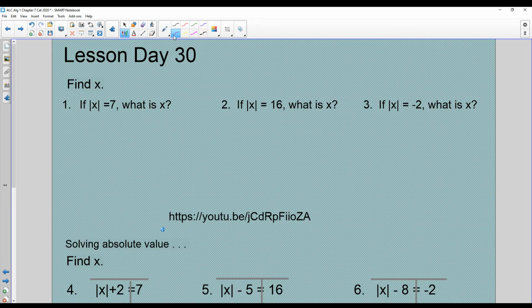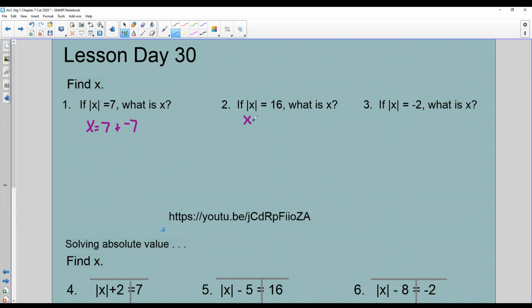Hopefully you said that the solutions were x equals 7, because 7 is 7 away from 0, and x equals -7, because both of those values would work. All right, so then we take the next one. It says, if the absolute value of x equals 16, what is x? Go ahead and answer that.